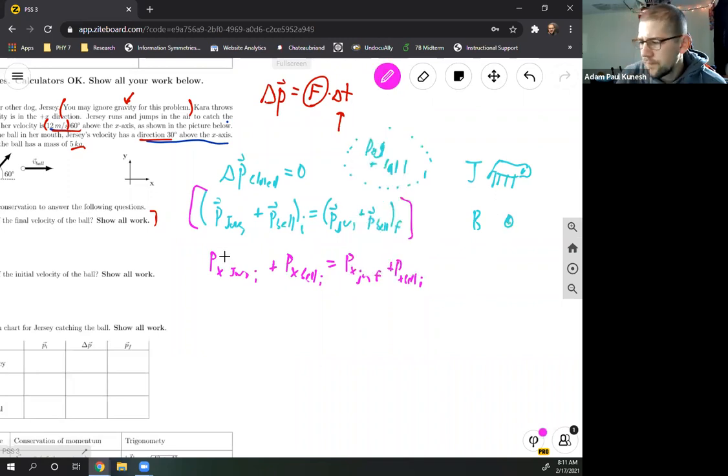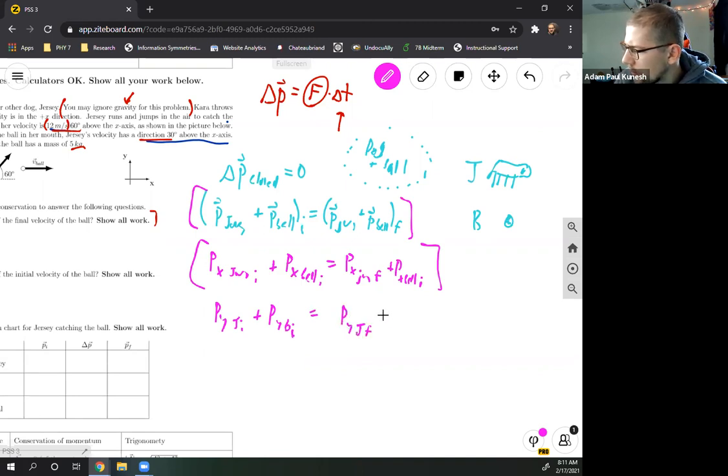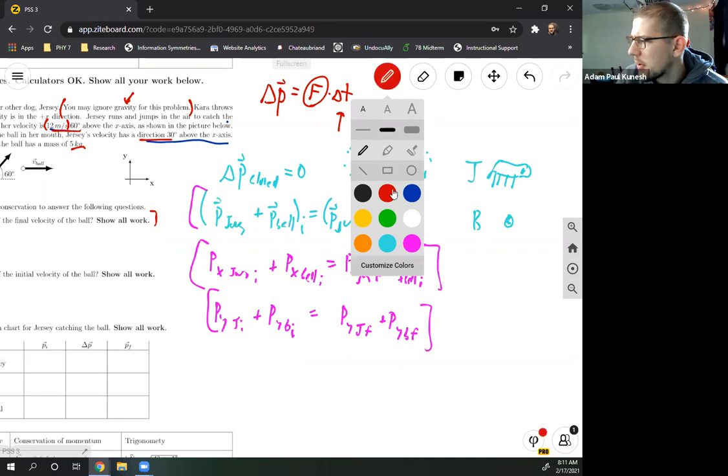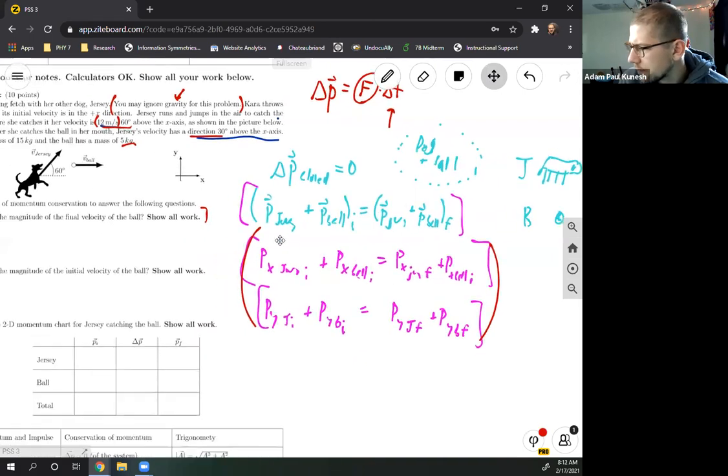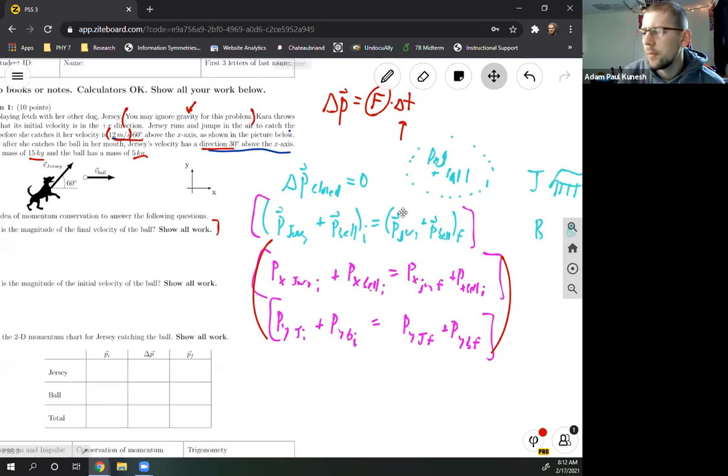So this tells me that the x component of momentum is conserved. It's also true that py of Jersey initial plus py of the ball initial equals py of Jersey final plus py of the ball final. So these are my two conservation equations. These tell me that momentum is conserved. Questions on these two, where they came from?